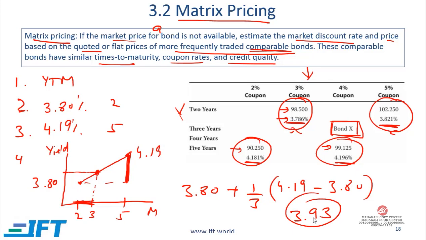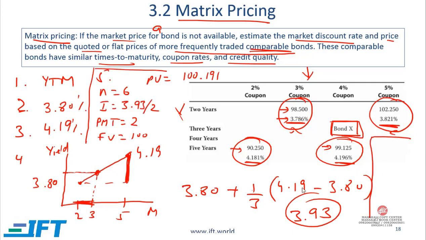So the YTM on bond X based on linear interpolation is 3.93. Once you have the YTM, then you can easily compute the price, and we've done this enough times. I would want you to use the financial calculator. So what are the inputs? Here is what you do.